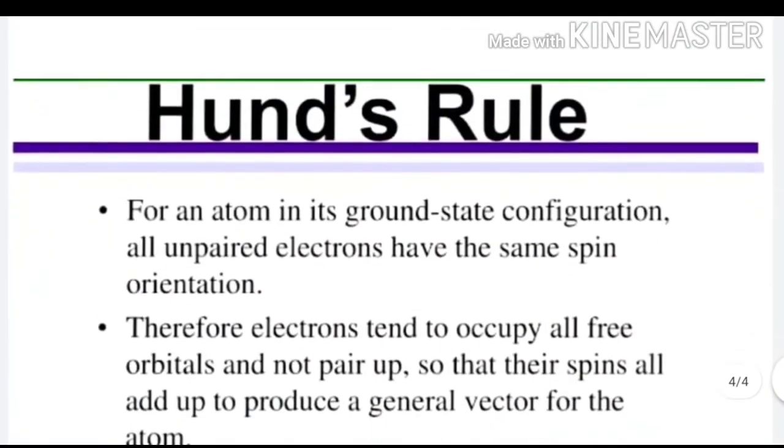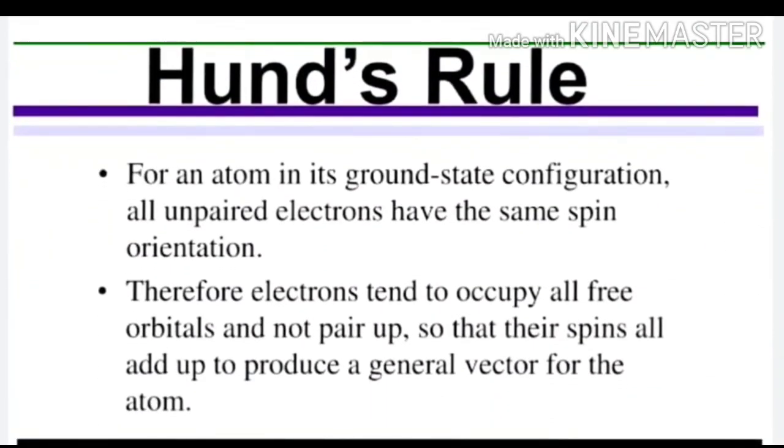Now, moving further, we have Hund's rule. According to this rule, this rule deals with degenerate orbitals. What are degenerate orbitals? Orbitals having similar energy. So it states that pairing of electrons in the orbitals of a particular subshell like p, d, f does not take place until all the orbitals of the subshell are singly occupied.